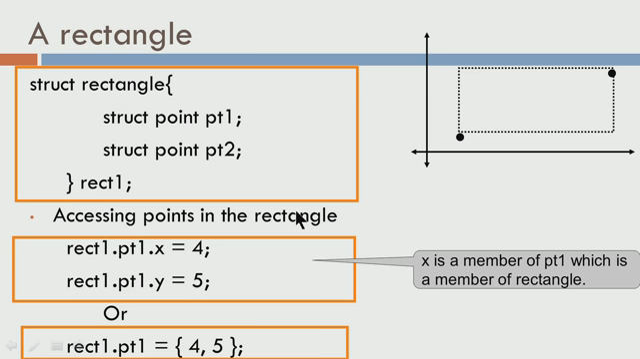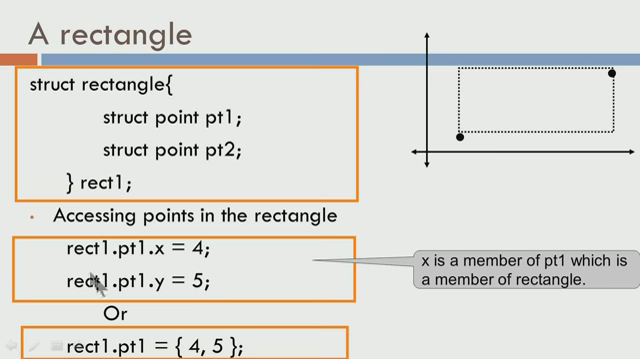Now if you want to access something in this nested structure, you could do this. So rect1 is a variable of type rectangle, you can see the declaration here, the data type is at the top and rect1 is the variable of the type rectangle. So rect1.pt1.x refers to the variable rect1, it has two members pt1 and pt2 and the pt1 member has x as one of its members. So you are looking at a member of a member and you want that to be set to 4 and rect1.pt1.y to be set to 5.